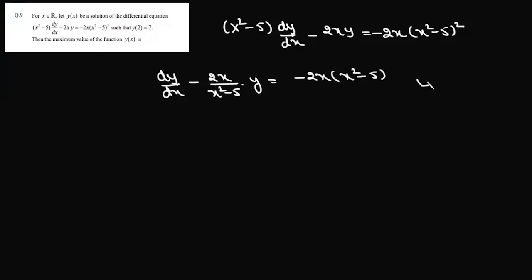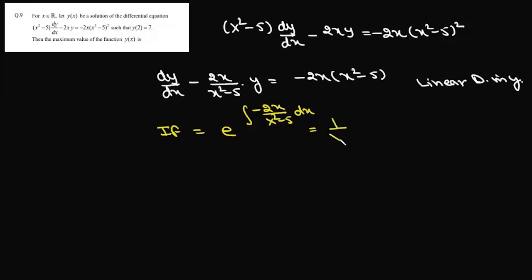Now this is linear in y. Linear differential equation in variable y. Now first we'll find its integrating factor. So its integrating factor will be e to the power integral of minus 2x upon x square minus 5 dx. Now if we take this as t, it will be dt. So it will be e to the power minus 1 upon t. There will be log 1 by t, and e and log will cancel. So it will be simply 1 upon x square minus 5. So integrating factor will be 1 upon x square minus 5.